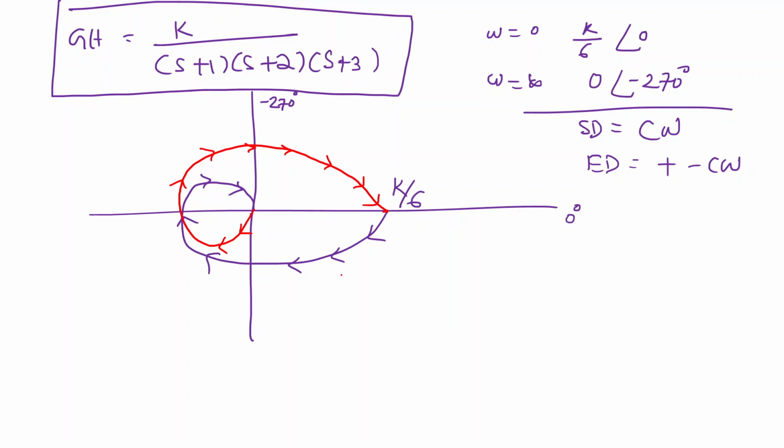So for this question, this is the Nyquist plot. Because there are no poles at the origin, we don't have any infinite radius half circle. Clear? But the question is that you have to find out the k value for the system to be stable.